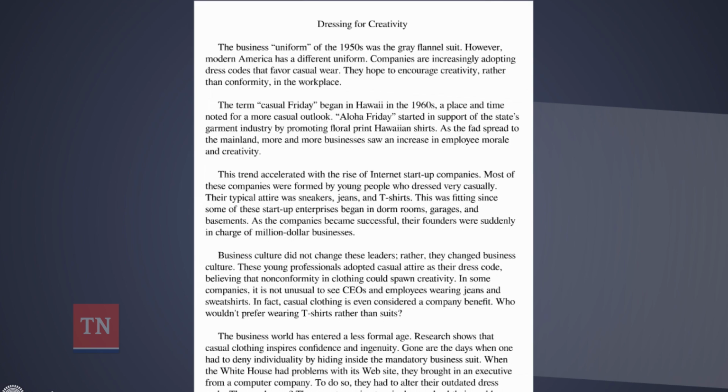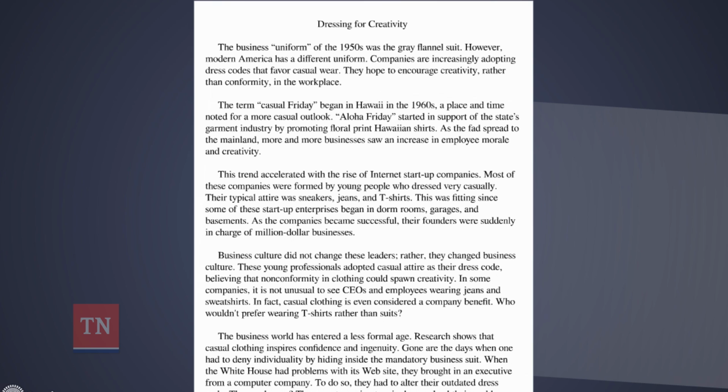This trend accelerated with the rise of internet startup companies. Most of these companies were formed by young people who dressed very casually. Their typical attire was sneakers, jeans, and t-shirts. This was fitting since some of these startup enterprises began in dorm rooms, garages, and basements. As the companies became successful, their founders were suddenly in charge of million-dollar businesses. Business culture did not change these leaders. Rather, they changed business culture. These young professionals adopted casual attire as their dress code, believing that nonconformity in clothing could spawn creativity.